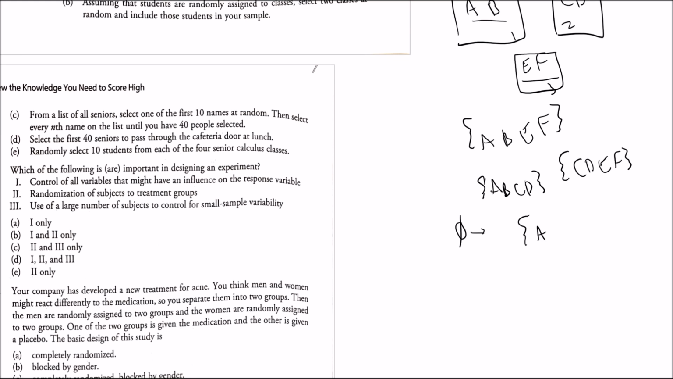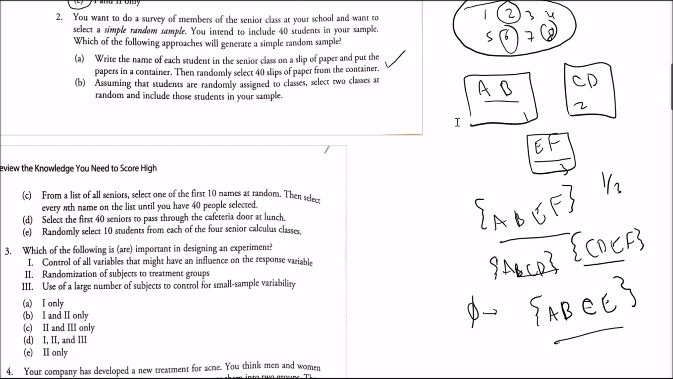If I had A, C, E, or let's just mix and match here, A, B, C, E. There is 0 possibility of getting A, B, C, E. And so notice that this is a probability sample because the probability of getting these ones is 1/3, right? However, the probability of getting this one is 0. And that's what I mean. So this is not a simple random sample, okay? So it cannot be B.